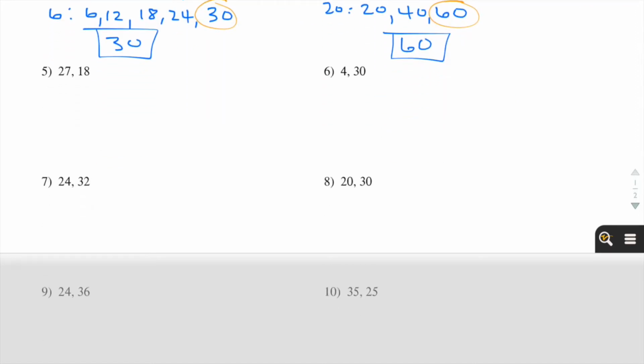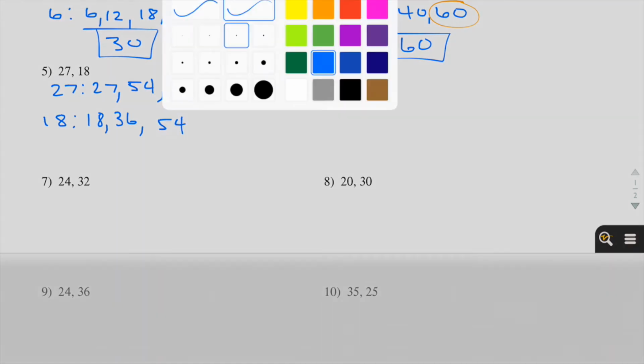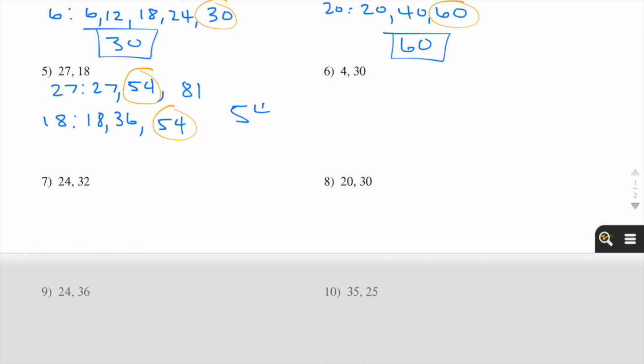Number 5. 27 and 18. So we're going to put 27 and write down all the multiples. We can do 27. 27 times 2 gives us 54. 27 times 3 gives us 81. Okay, stop there. See what we get for 18. So we get 18. 18 times 2 is 36. 18 times 3 gives us 54, and we can stop there because they both share 54, so we're done with that. The least common multiple for this is 54.